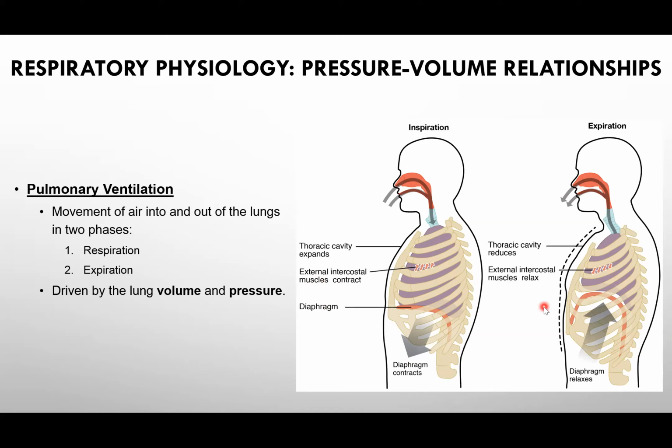Alternatively, if we do forced expiration, so if you're breathing out and all of a sudden I said, okay, breathe out as hard as you possibly can and let go of any remaining air in your lungs, push it all out, that's forced expiration. In forced expiration, we actually have to have muscle contraction, and the muscles that contract for forced expiration are the internal intercostals. Okay, so let's talk a little bit more about these pressure-volume relationships.